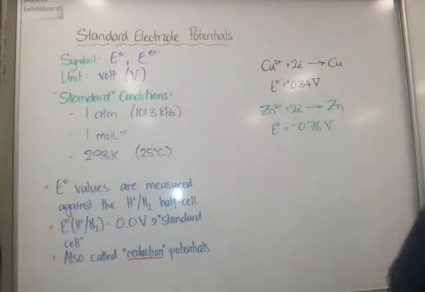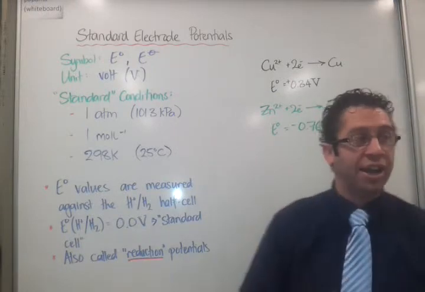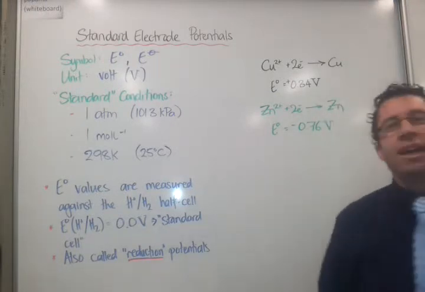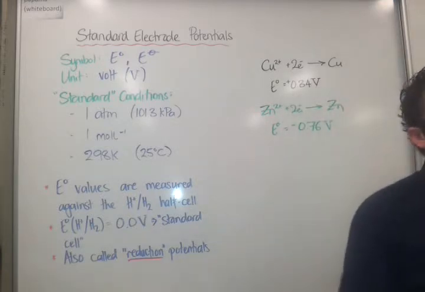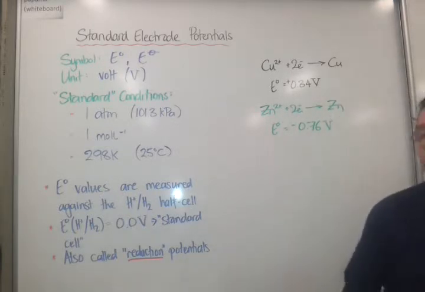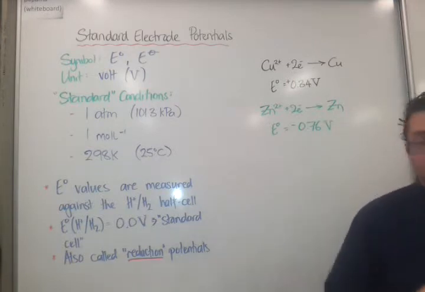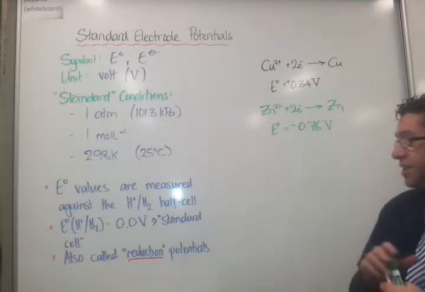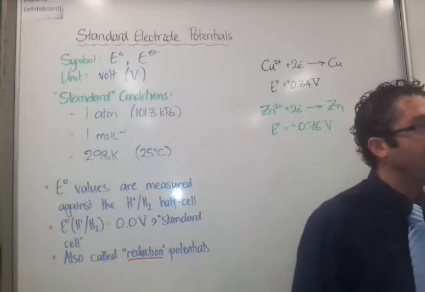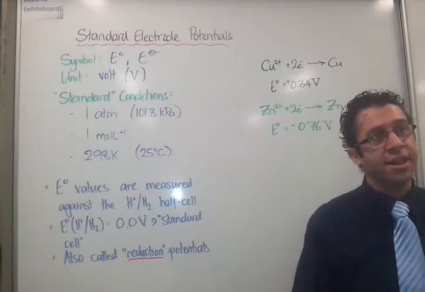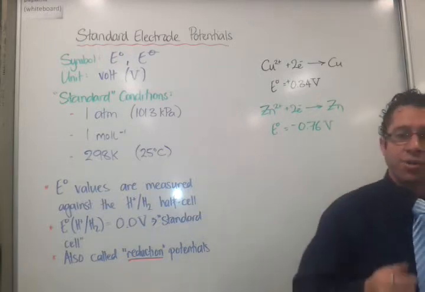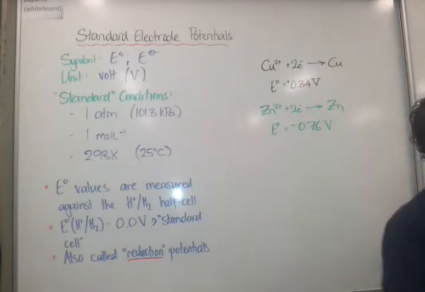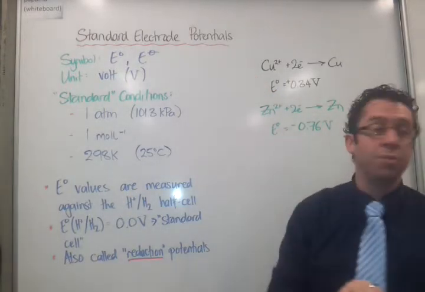Okay, what are they? Well, they're measured against the H plus H2 half cell. Just like temperature is measured against the boiling and melting point of water, when we use degrees Celsius, these are saying, well, let's say that this one has a 0 voltage. It's the standard cell, what we call the standard cell. And we'll make that the oxidation cell, so it's the anode. We'll make everything else the cathode, and we'll see what the voltage is. That voltage that we get is its standard electrode potential.